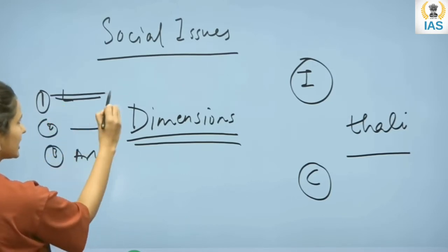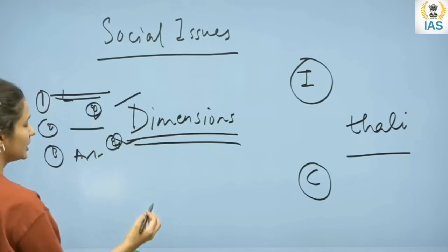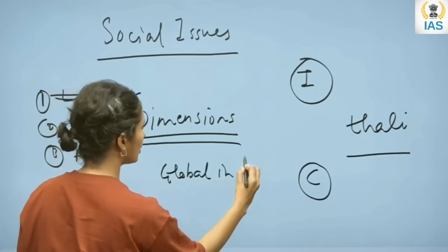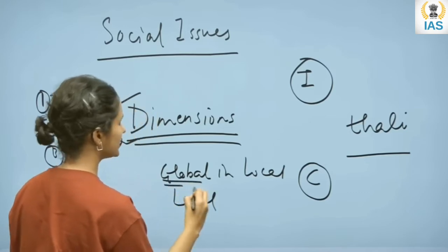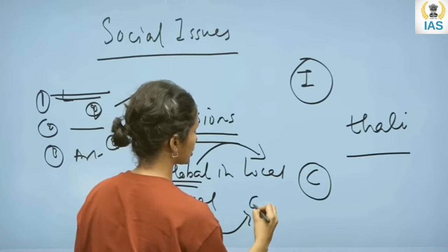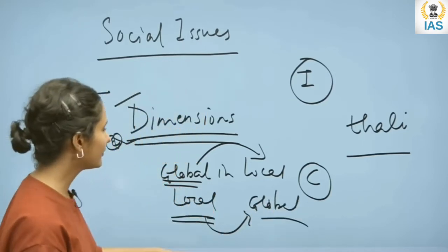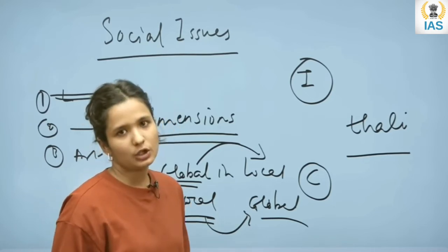And don't just write it like that. Try to give examples of how these things are there. Similarly, globalization is a topic. So global in local and local in global. How does globalization affect local cultures, and how do local cultures affect globalization? There are a lot of questions which are asked on globalization year after year. So make sure that you just sit down one day and think of things that are there.